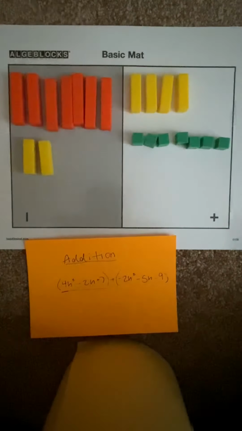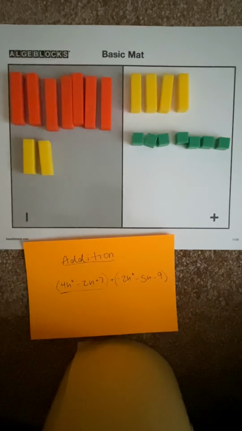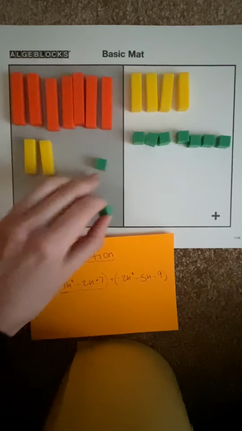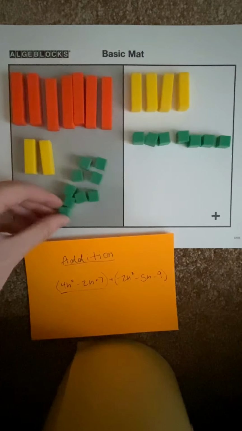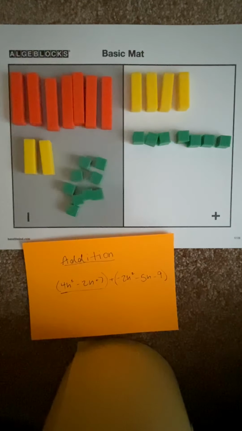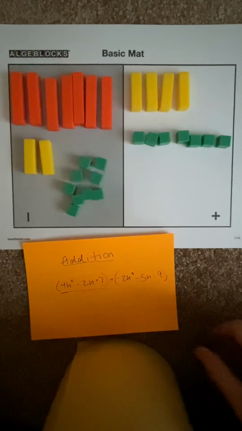3, 4, 5. All right, and now we are left with negative 9. So we're going to place 9 little green blocks on the negative side. So 1, 2, 3, 4, 5, 6, 7, 8, 9. All right, so we have placed all of our values on the mat, on both the positive and negative side.